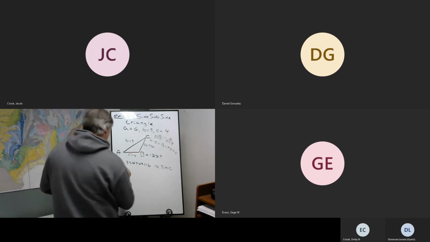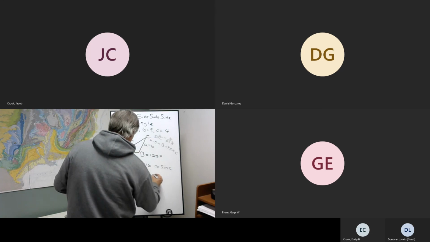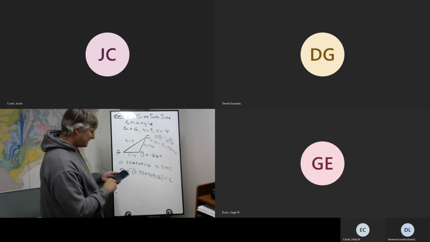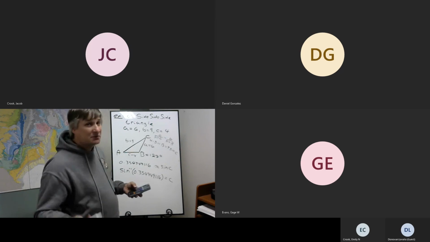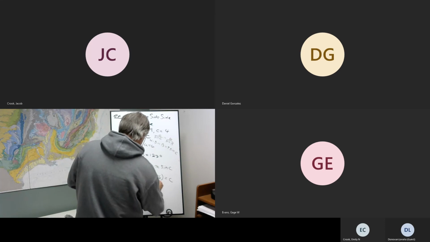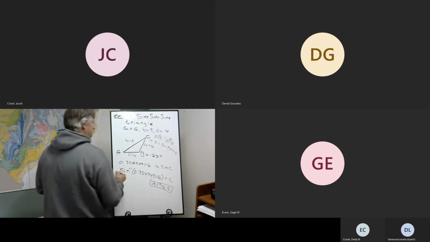So sine inverse. And then when you do your sine inverse, if you're stuck in radians mode, don't forget to multiply by 180 divided by pi again, because it'll give you an answer in radians. So that's better. So it's 20.79, or approximately 21 degrees.